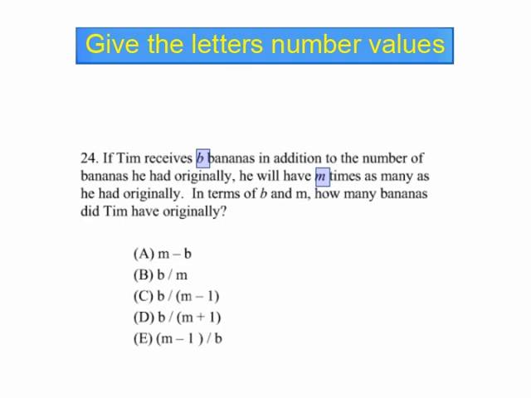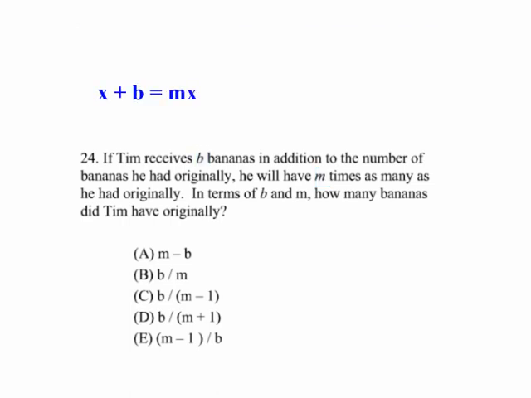So let's set this up. X plus B equals M times X. Now let's give it some numbers so that we can keep a concept working here. Let's say he originally had 5. That's going to be X. Plus 10, that's going to be B, equals, and 3 will be M, 3 times 5. Now we're going to do something unusual. We're going to substitute X back in for 5 so that we can see how we'd solve for X. So we've got 10 equals 3X minus X. Putting the letters back in, that'd be B equals MX minus X.